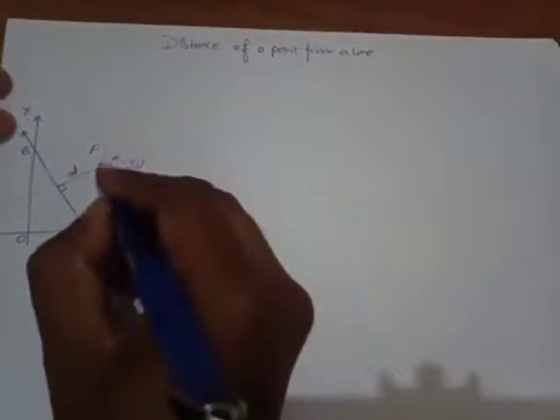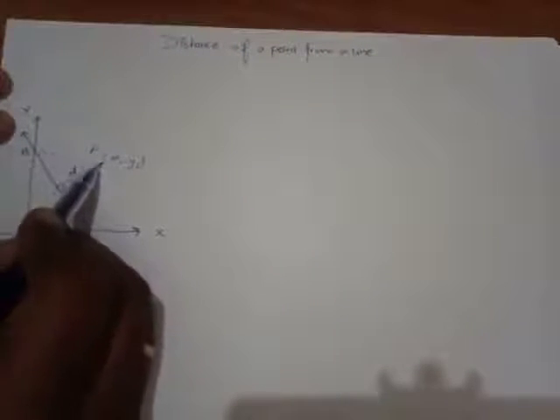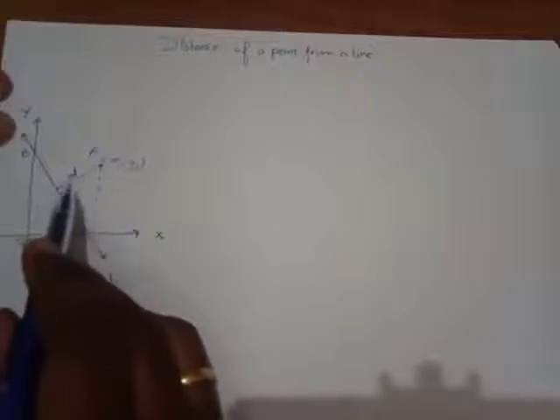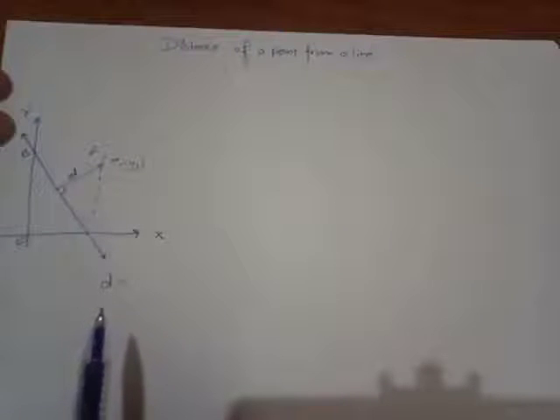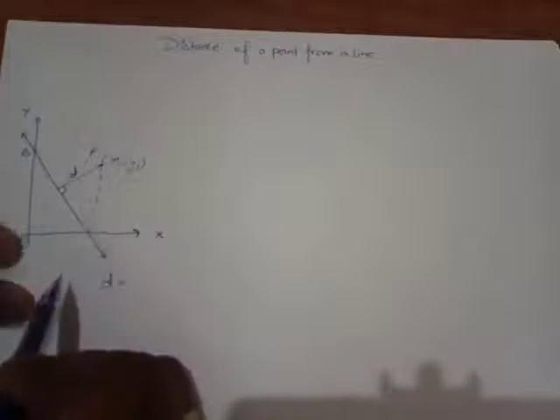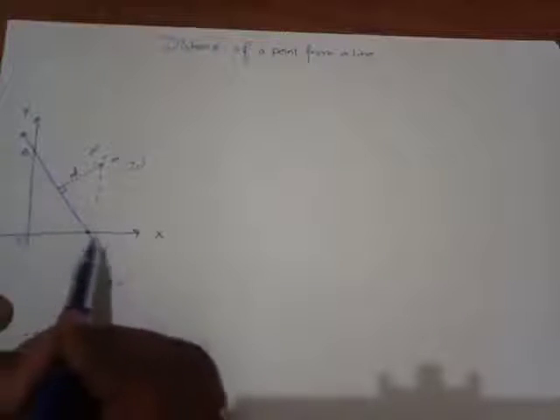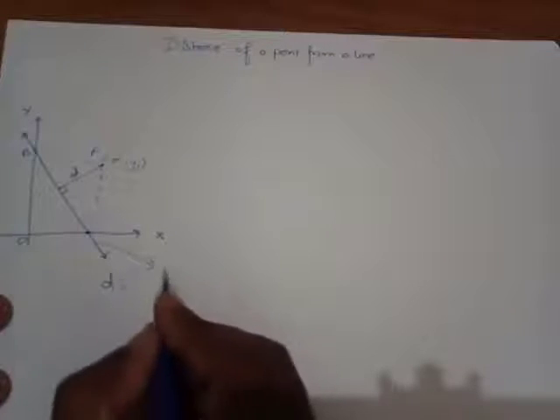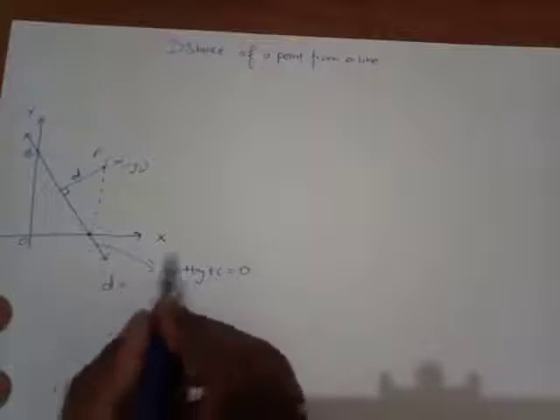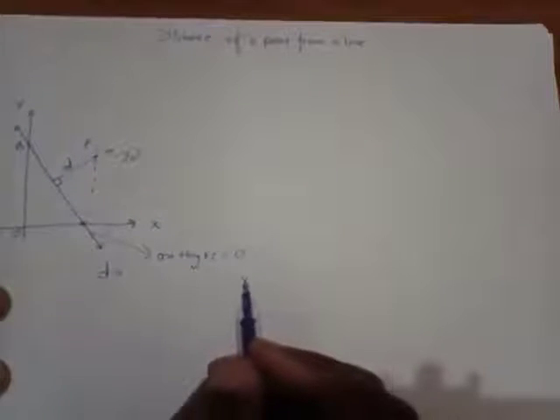I'll put a dotted line so that I can form a triangle. Now I'll teach you a formula for finding D, the distance between a point and a given line. I hope you'll get something out of this. Before moving forward, we'll first understand what these points are. Let's say the equation of this line is ax plus by plus c equals 0. The equation is always in this form: ax plus by plus c equals 0.